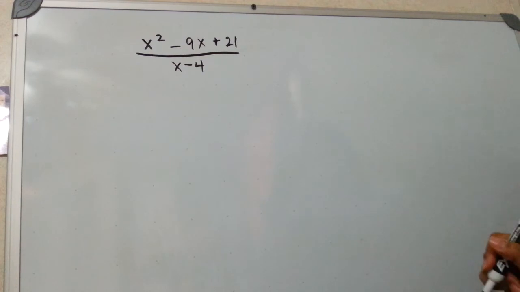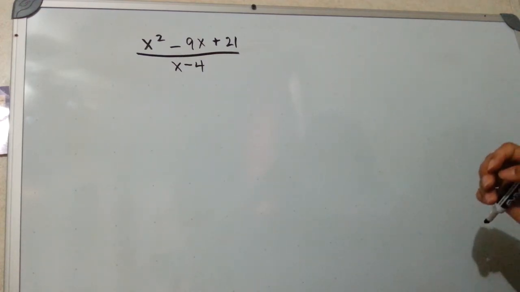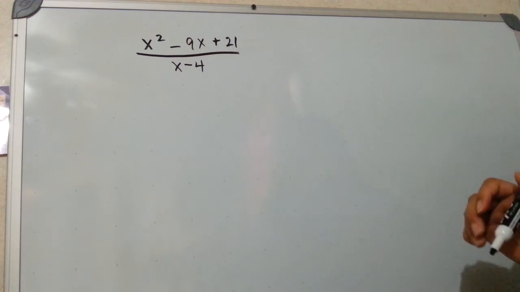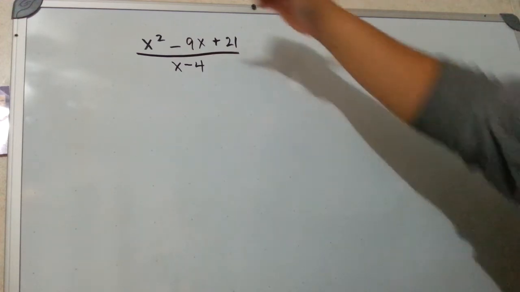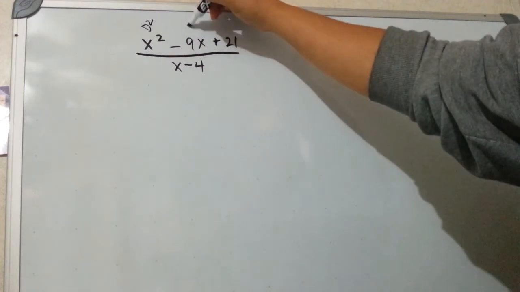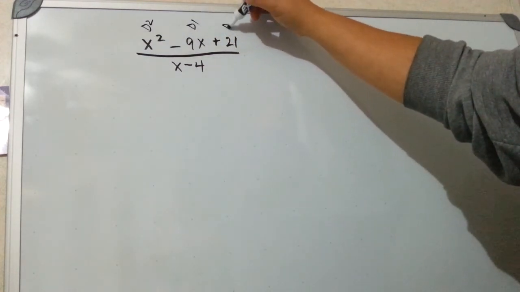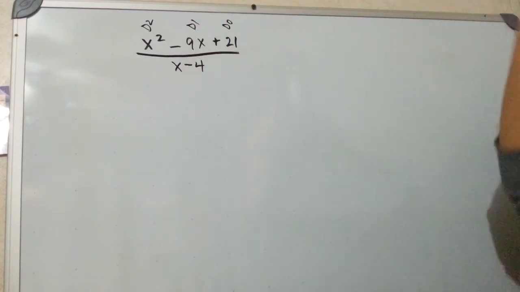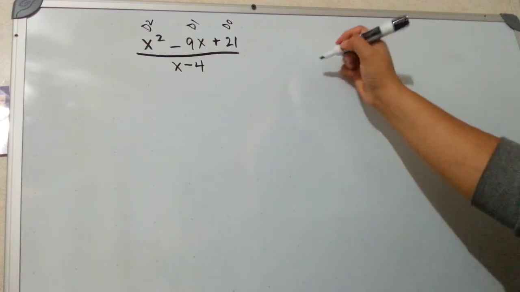Alright, so in this problem we have x squared minus 9x plus 21 divided by x minus 4. And the first thing you do is you check the degrees. This is degree 2, degree 1, degree 0, so they're all there. So we can go ahead and get started dividing.